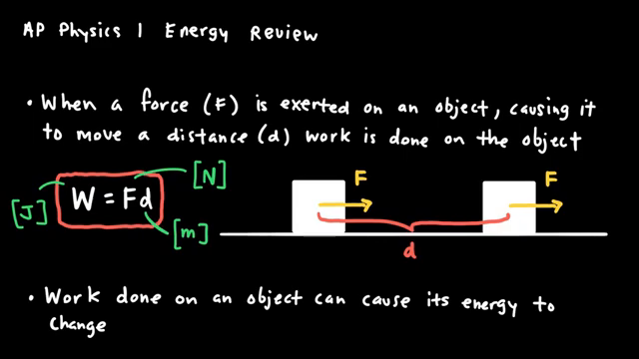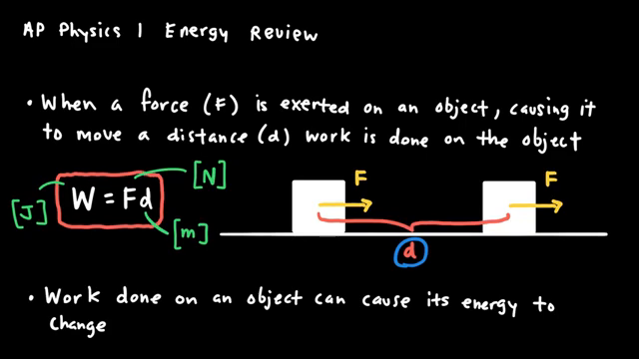When we started off talking about energy, we first talked about a topic called work, which we defined by saying that if a force F is exerted on an object and that force causes the object to move through a distance d, then work is being done on that object. Conversely, if a force doesn't cause an object to move through a certain distance, then no work is being done. In the picture here, I have a force F going to the right, and it causes the object to move through a distance d.